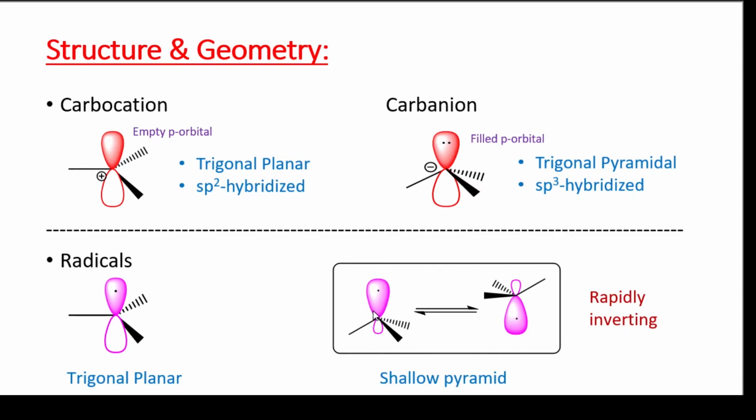If the size of the bonding lobe is higher than the anti-bonding lobe, you can see that this one is the bonding lobe, and this size is bigger than this anti-bonding lobe. So its shape is shallow pyramid. And in the shallow pyramid, there is a rapid interconversion between these two structures.